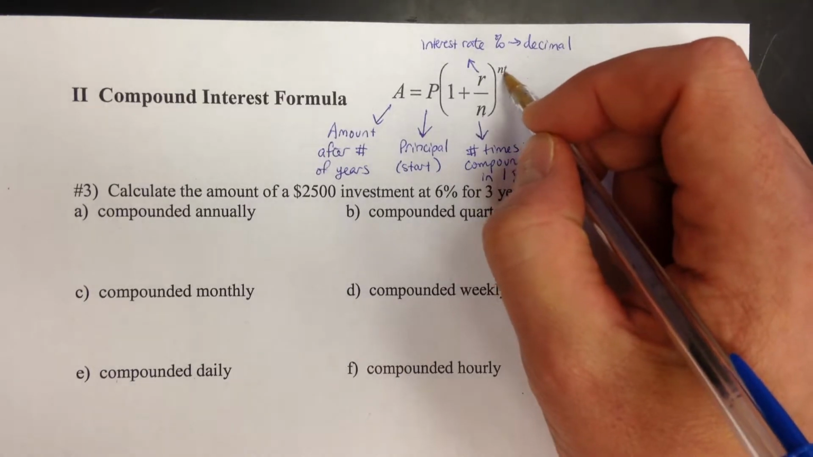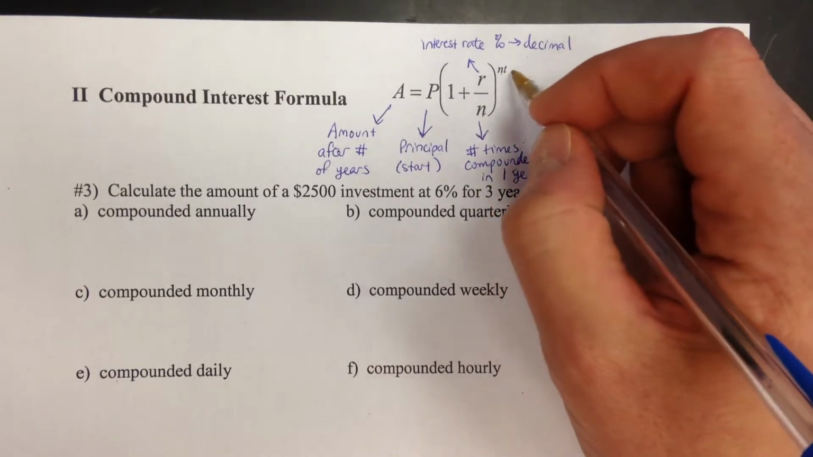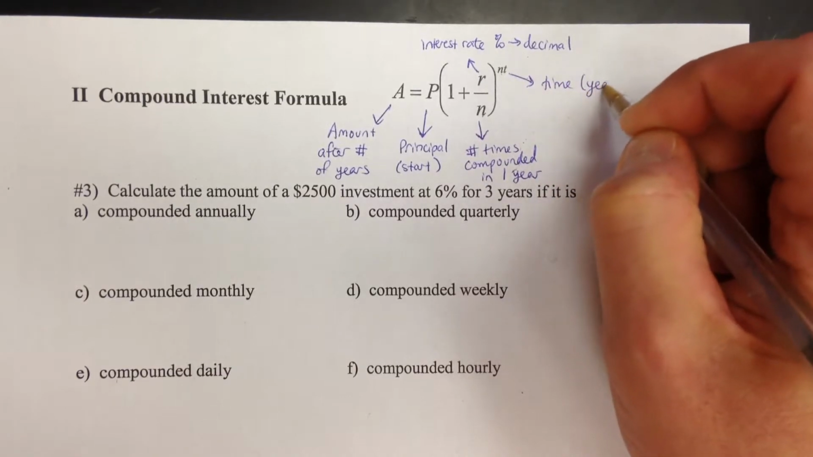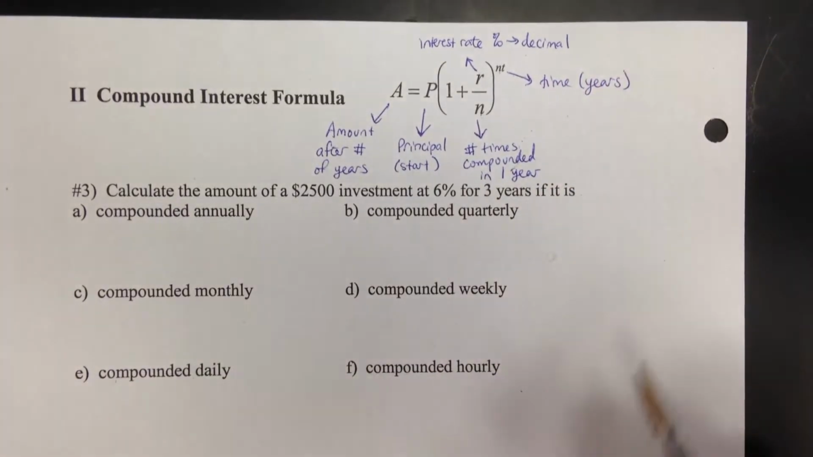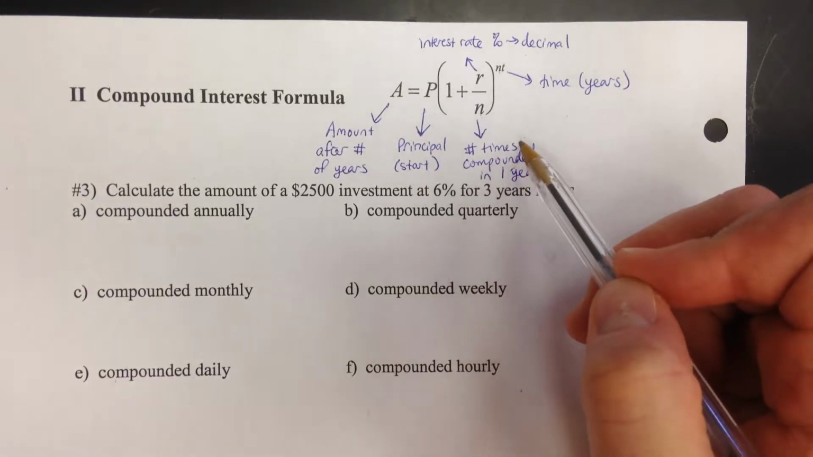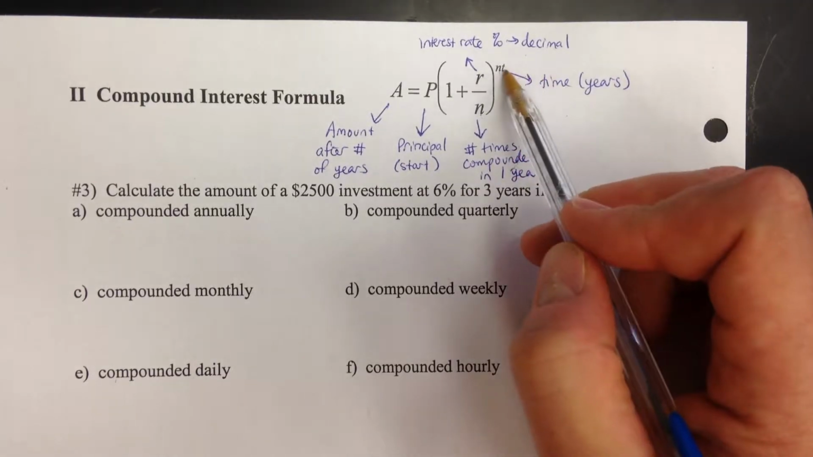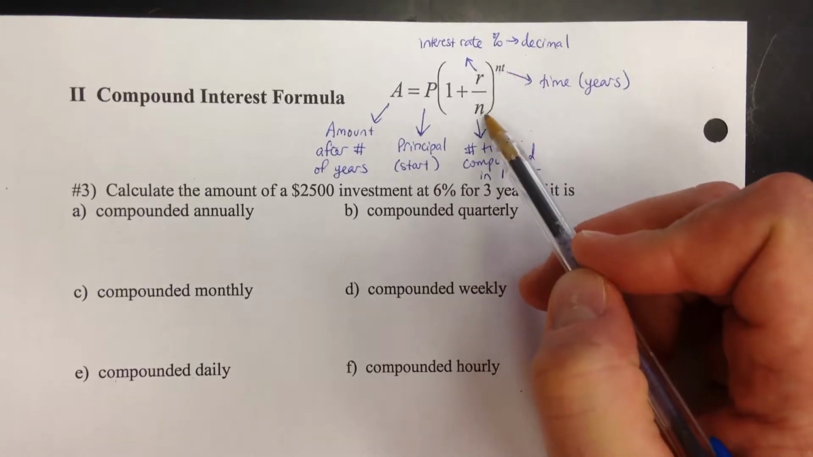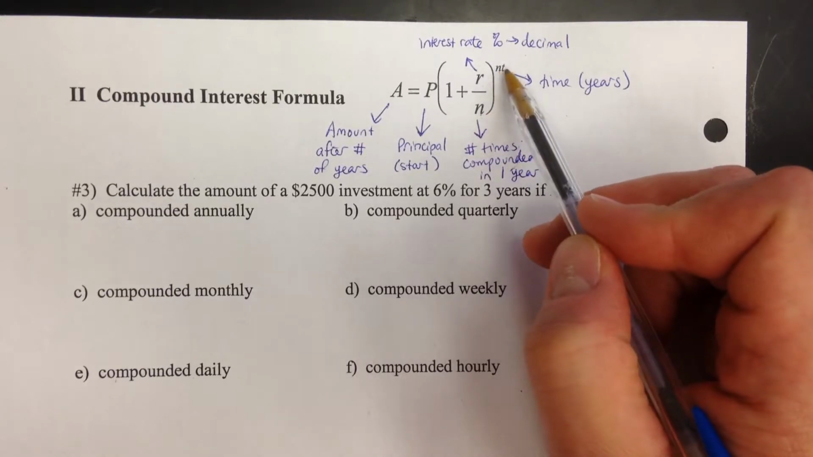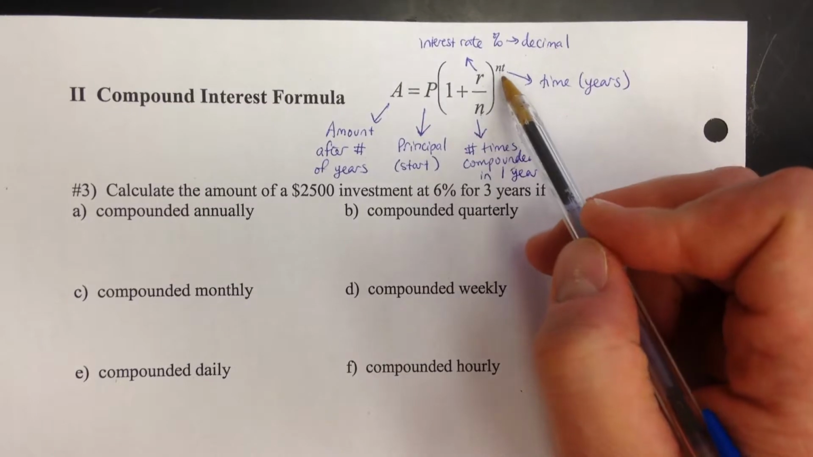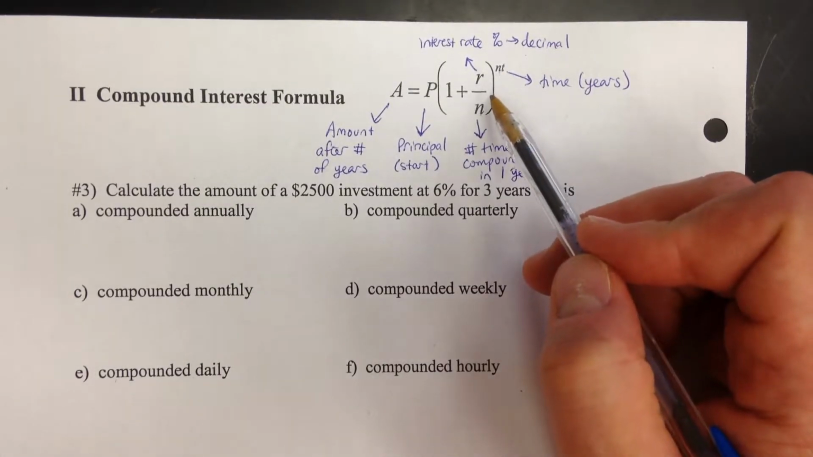And then n times t, this is an exponent here. T is the time in years. And then again, n is the number of times compounded in 1 year. So let's say we have 3 years and we compound monthly, 12 times per year. The number of times we're going to calculate this would be 12 times 3. So for 3 years, you would actually calculate your interest 36 times.